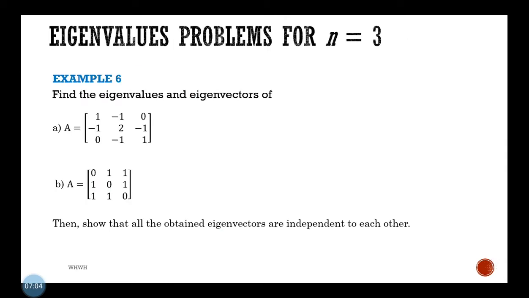Now let's try example number 6a. So, meaning to say the learning outcome for today, it comes in parallel. We want to understand about eigenvectors being linearly independent, and at the same time we are going to learn how to solve the eigenvalue problem for n equals to 3. What does n equals to 3 mean? The matrix is 3 times 3. Alright, so let's try to solve example 6a.